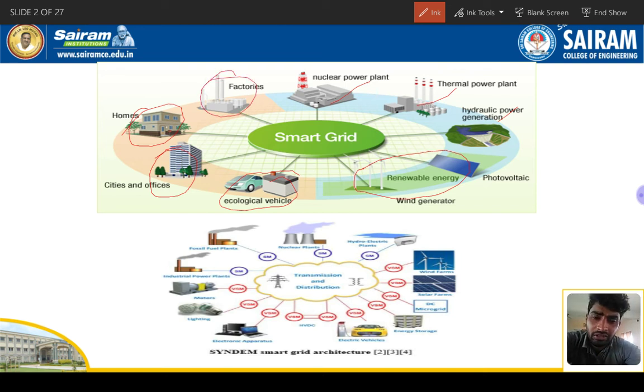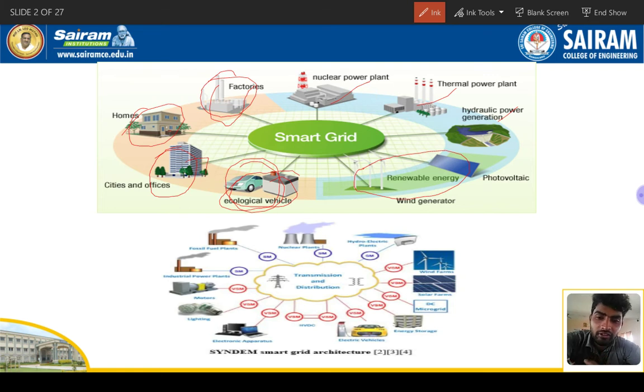See, smart grid will work like an automatic, intelligent power supply system, right? So, how much power is required for this part? In factories and cities, offices, that will be monitored, and it also increases the electric vehicle usage.